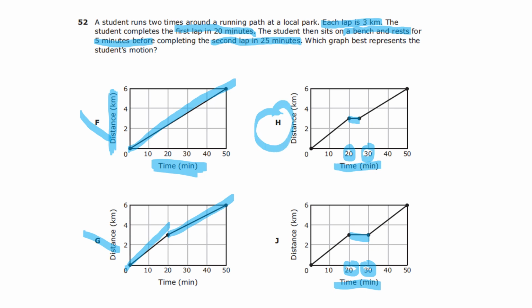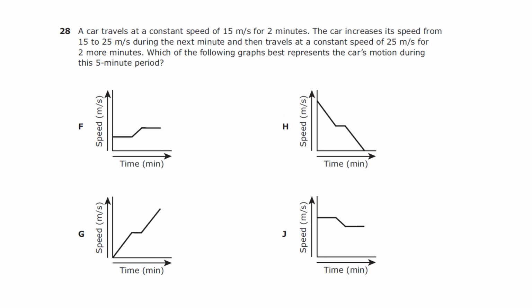So let's look at it. So the first lap is 20 minutes. That means that this first positive motion should end at 20, which it does, okay? And then the second one should be 25 minutes. That means that you're going to start from here and you should end up 25 later. So if this right here is 25 and you add another 25 to that, you should get 50, which is exactly where it stops. So H is our right answer. Good job. All right, so let's go ahead and try this next one.